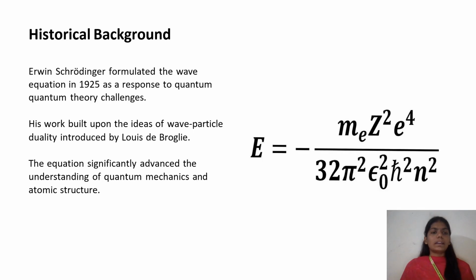Historical background. Erwin Schrödinger formulated the wave equation in 1925 as a response to quantum theory challenges. This work built upon the ideas of wave-particle duality introduced by Louis de Broglie. The equation significantly advanced the understanding of quantum mechanics and atomic structure.